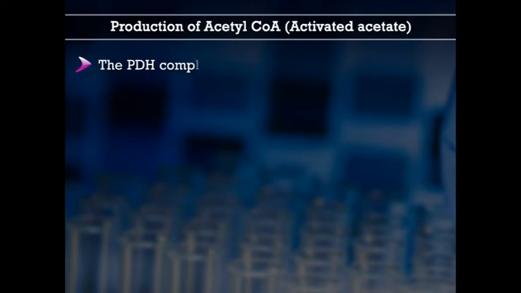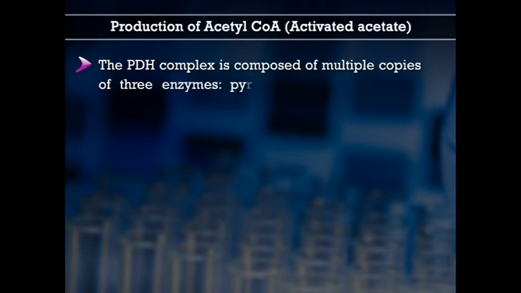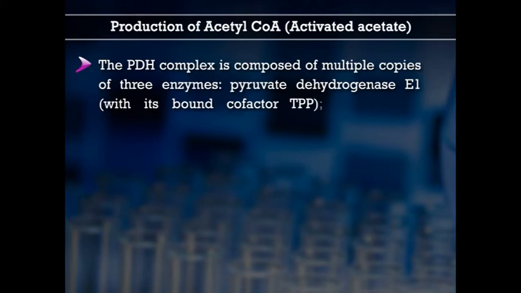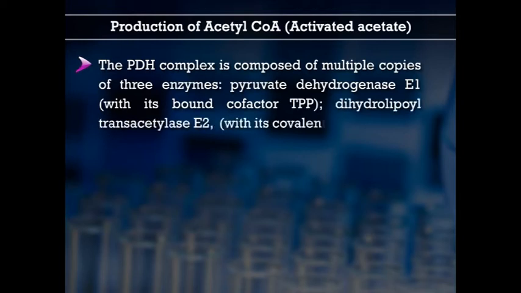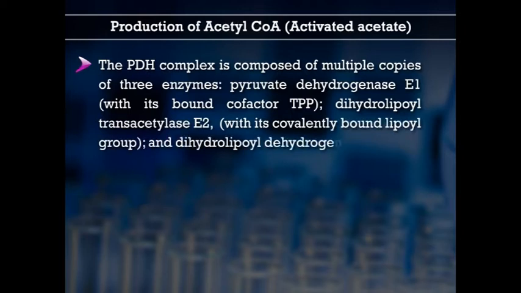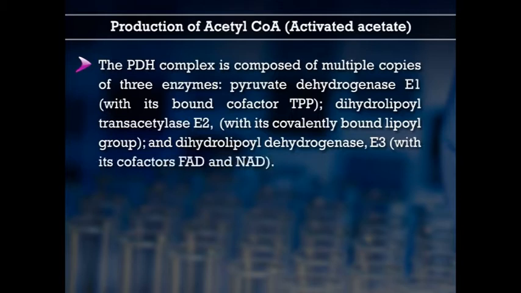The PDH complex is composed of multiple copies of 3 enzymes: pyruvate dehydrogenase E1 with its bound cofactor TPP, dihydrolipoyl transacetylase E2 with its covalently bound lipoyl group, and dihydrolipoyl dehydrogenase E3 with its cofactors FAD and NAD.